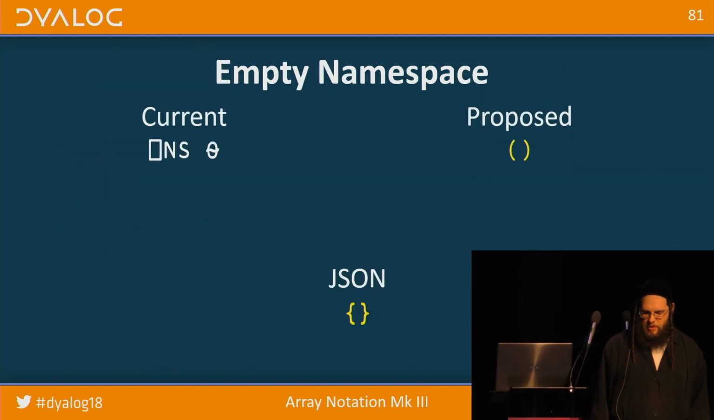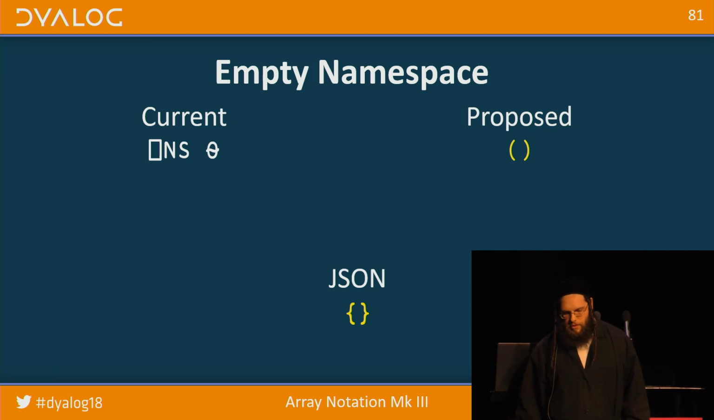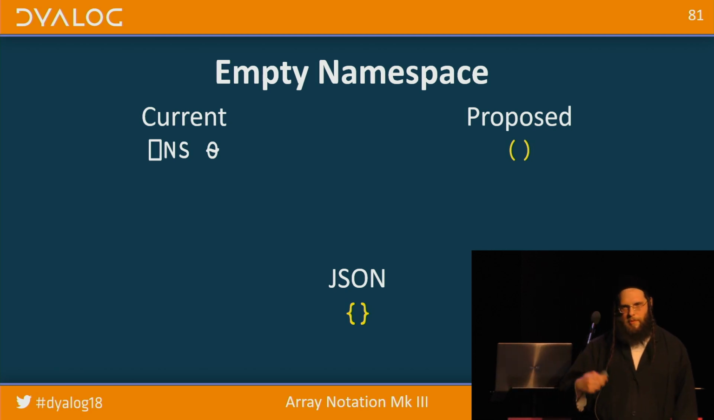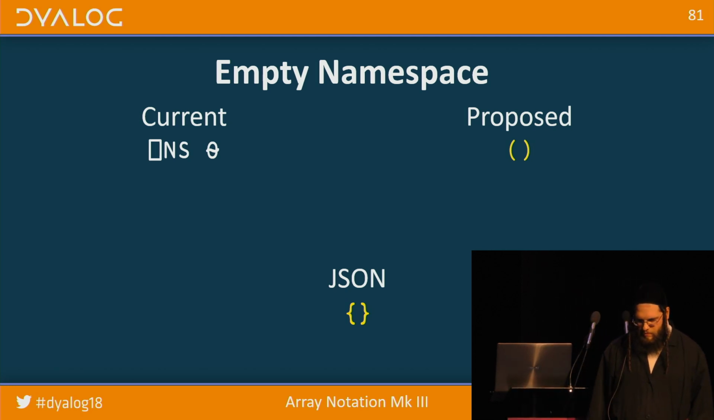Finally, an empty namespace. JSON notation, which uses curly braces, just clamps them all together. There's nothing inside. That's an empty namespace. Since we're using round parentheses, we can do the same thing. It doesn't have meaning currently, and this is something that occurs very much in code, generating a namespace and doing something with it.